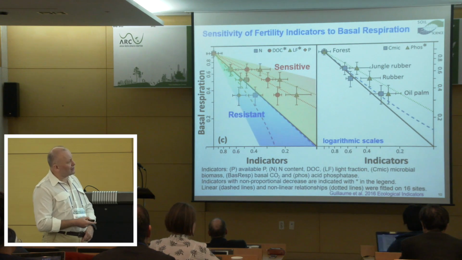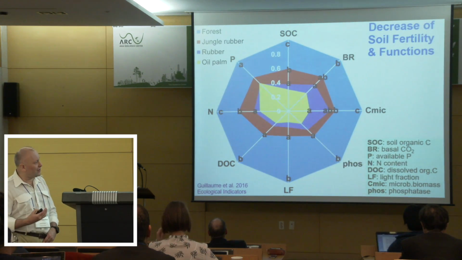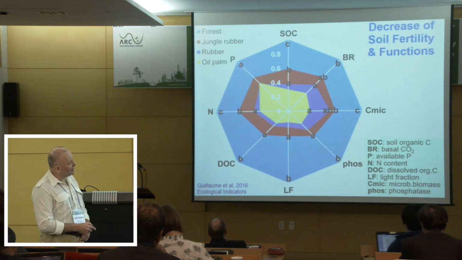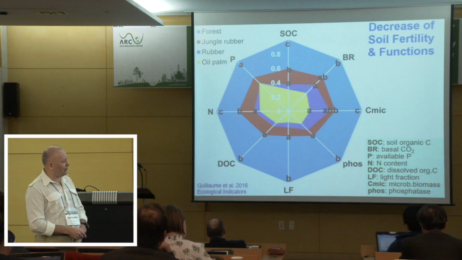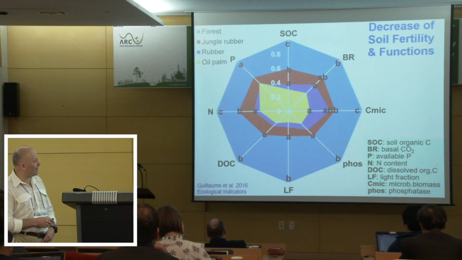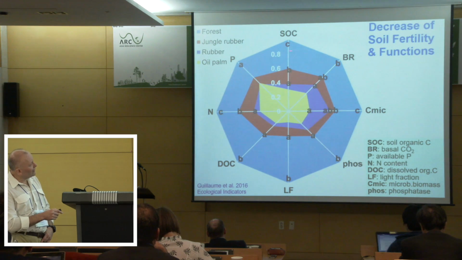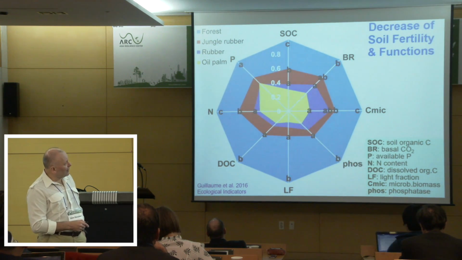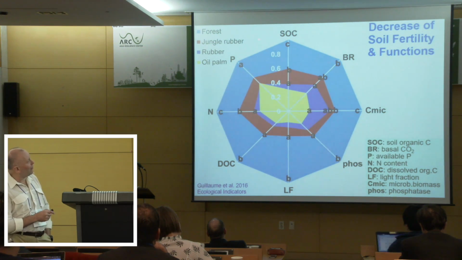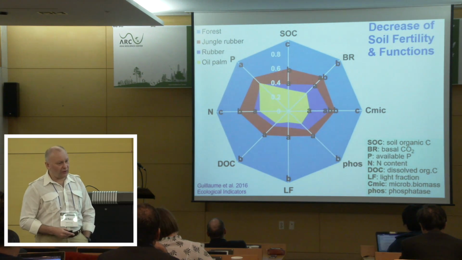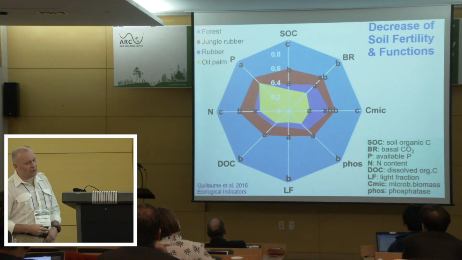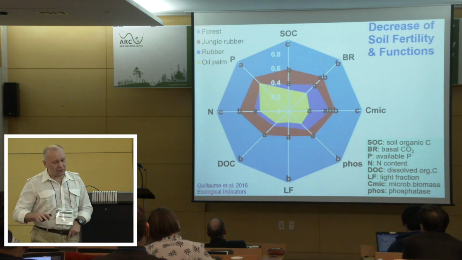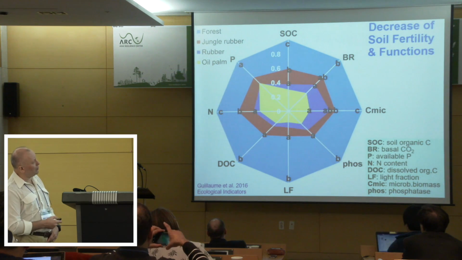And actually we can summarize this also as the other way to present the soil fertility, maybe better. We can put standardized individual parameters: soil organic carbon, basal respiration, microbial biomass content, activity of some enzymes like phosphatase, light fraction, dissolved organic carbon, nitrogen and phosphorus content in such a diagram, in which again each of them for rainforest is standardized with one, and then we can look for the shrinking of the area based on individual land use. For example, jungle rubber, this is more or less semi-natural land use, rubber or oil palm plantation.